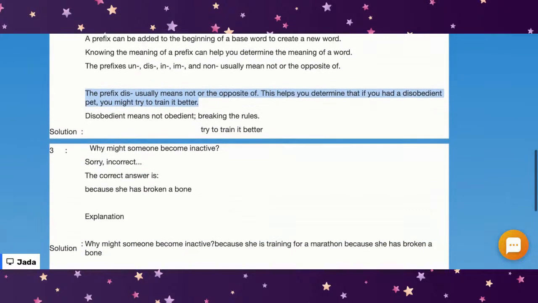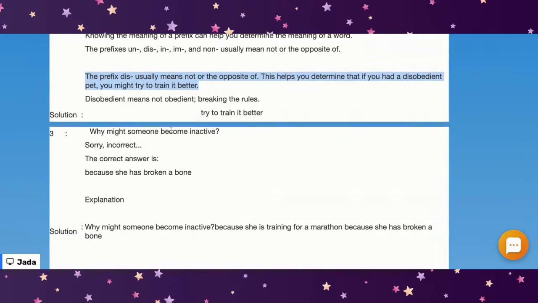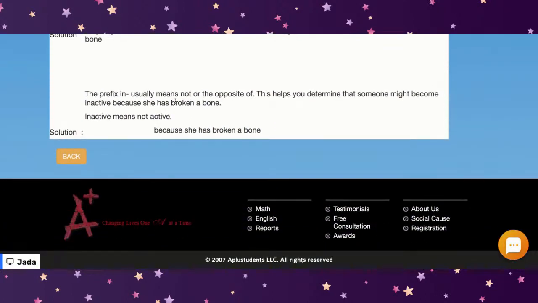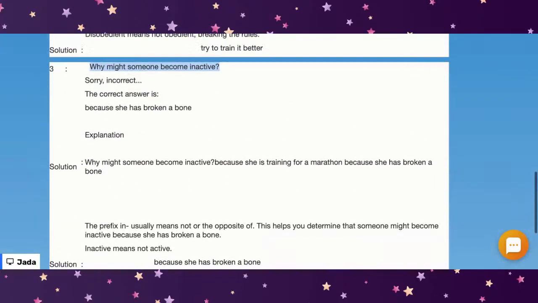Why might someone become inactive? Inactive, not or opposite of. So why would someone become inactive? This helps you determine that someone might become inactive because she has broken a bone. Inactive means not active. So if someone is inactive, they are not active, because she has broken a bone.